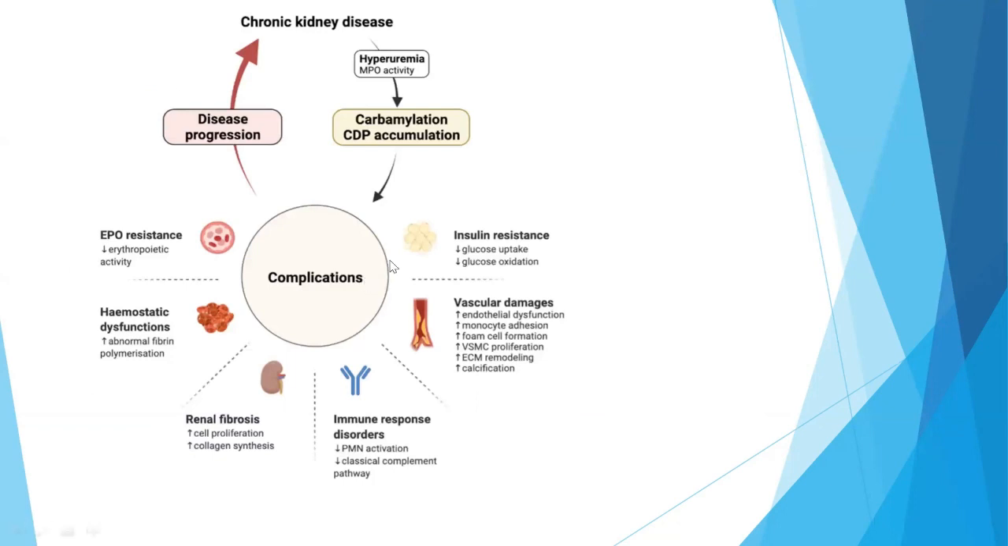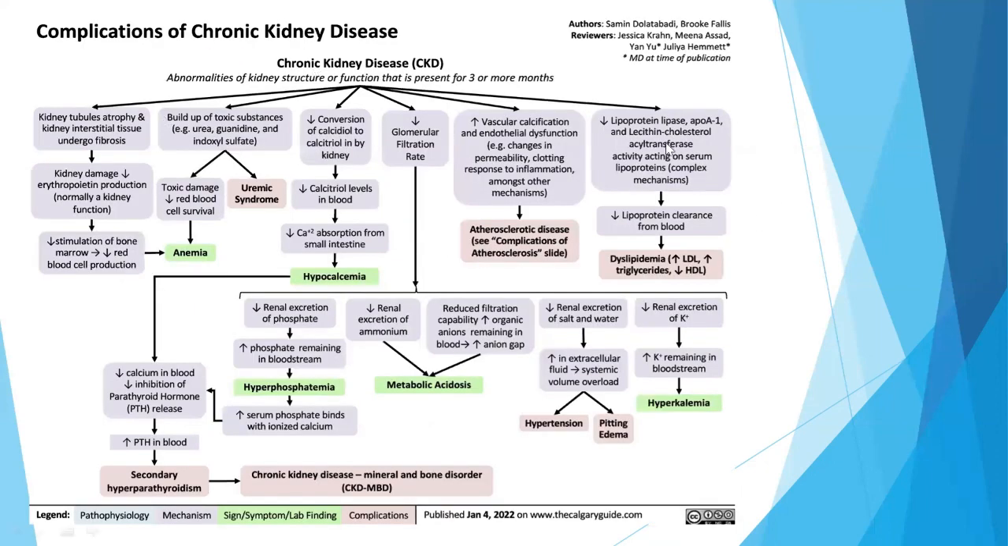So the complications of CKD: there is disease progression which leads to CKD, there is hyperuremia, and there is CDP accumulation. And there is a constellation of complications, which is insulin resistance, vascular damage, immune response disorders, renal fibrosis, hemostatic dysfunctions, and EPO resistance, and whatnot. So these are the complications of chronic kidney disease.